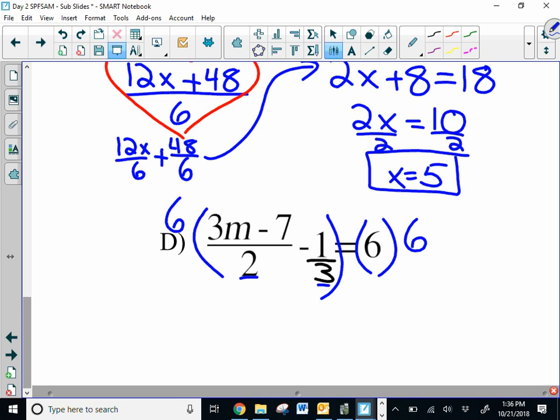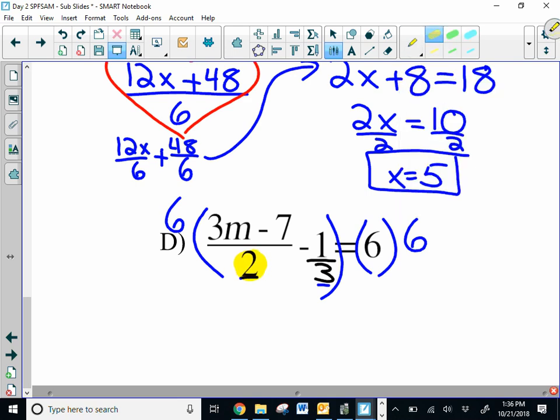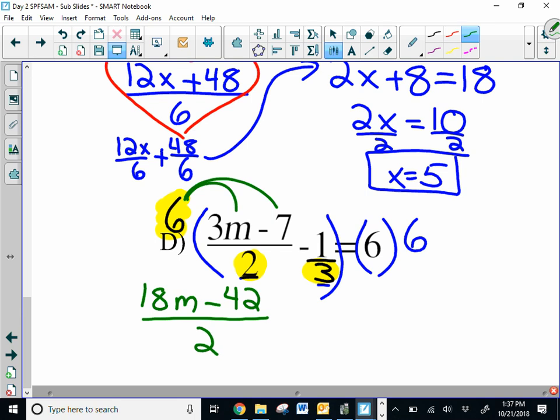Now, let me change to the highlighter real quick, because these 2 numbers are not the same thing as what we're multiplying by, we have to do it the long way. We can't do it the short way here. So when I multiply by this first one, that becomes 18m minus, what is that, 42 over 2 minus 6 over 3. So notice what I did there is I just multiplied the 6 by all the numerators. And that's going to equal 6 times 6, 36.